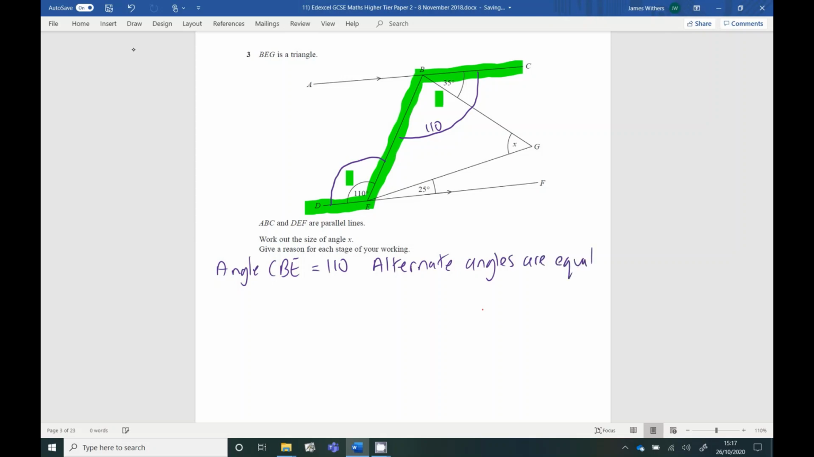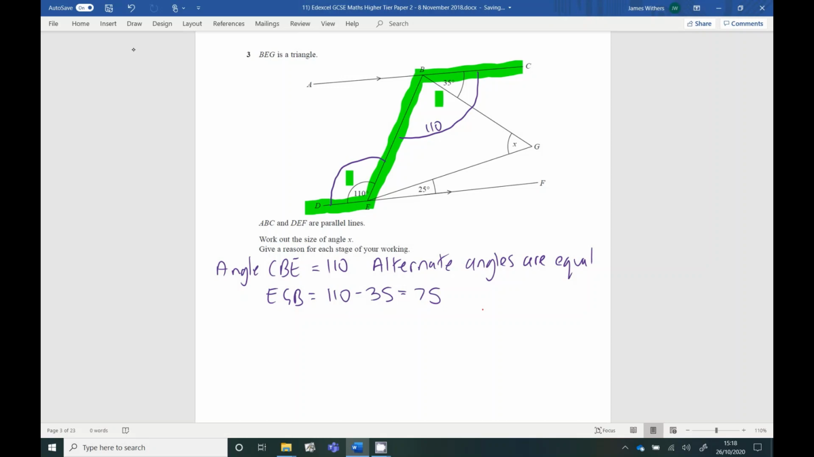Now, because that's 110 degrees and that little component there of it is 35, we can see that angle EBG must be the difference between the two. So angle EBG equals 110, take away 35, which is 75 degrees.